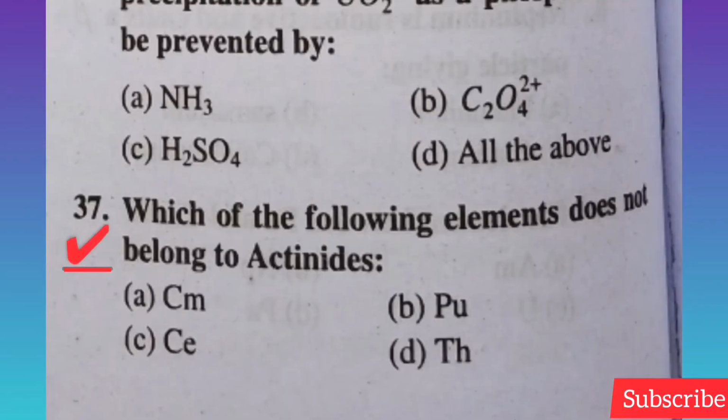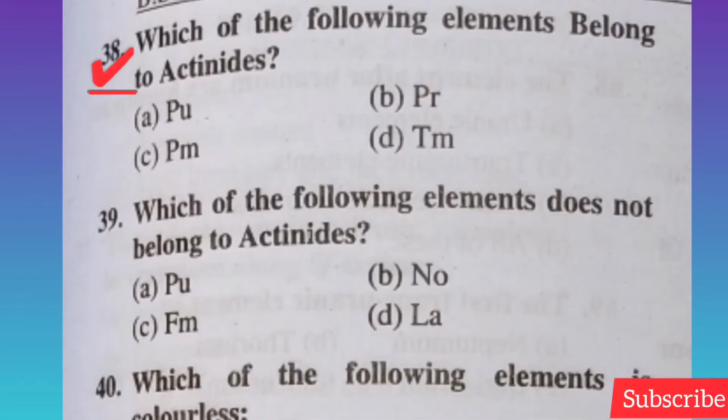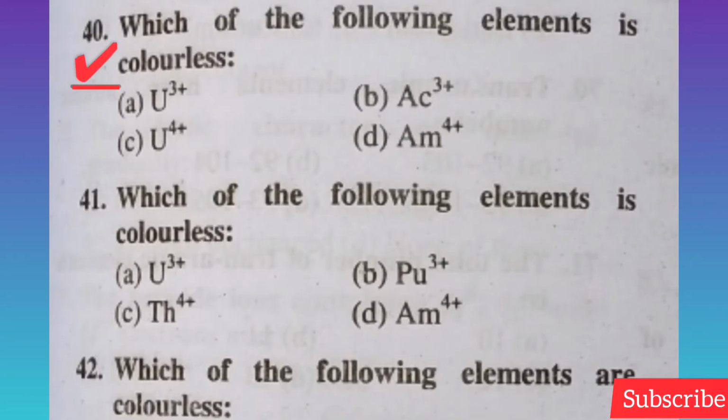Next question है, which of the following element does not belong to actinides. Option C is correct. Next question है, which of the following elements belong to actinides. Option A is correct. Next, which of the following element does not belong to actinides. Option D is correct. Next question, which of the following elements is colorless. Option B is correct. Next question, which of the following elements is colorless. Option C is correct.